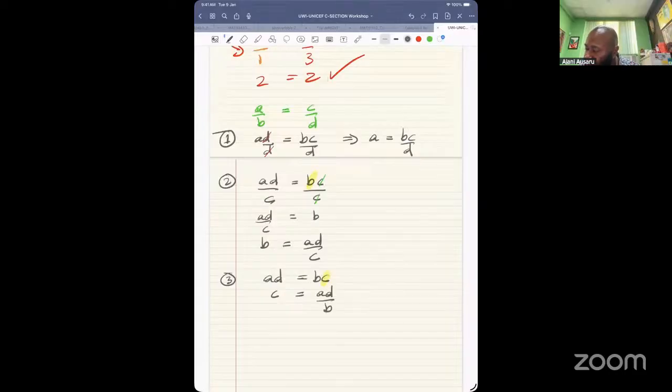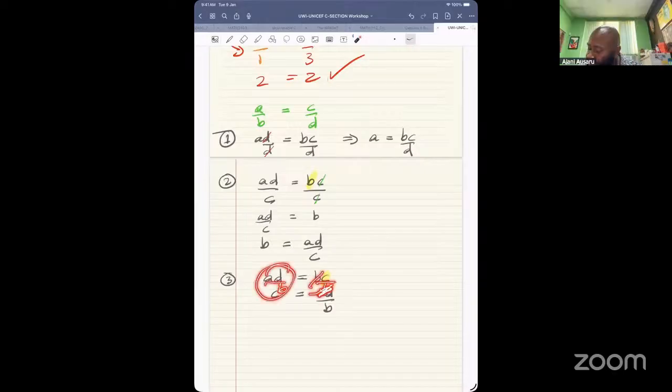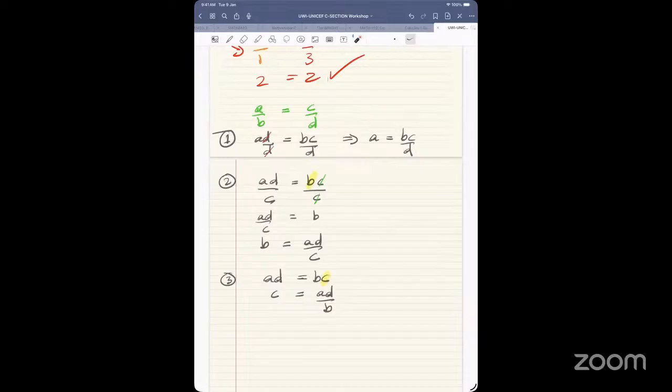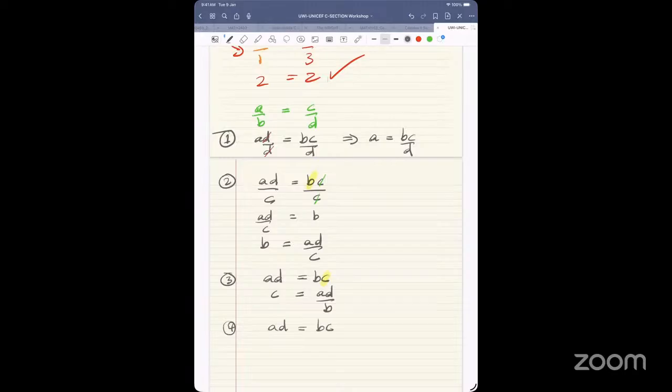All right. So I didn't show the step this time because we get the hang of it by now. So I just divide both sides by B, correct? B here. And so we have on this side AD over B, which is what I have here. Beautiful. All right. So we're going to do the same thing for D, lastly. I call this number 4. Again, we have AD equals BC from the original.